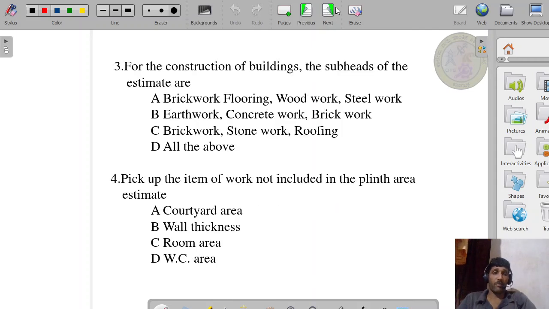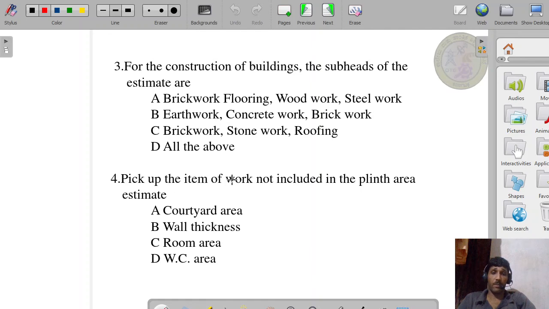Next, question number 3. For the construction of buildings, the subheads of the estimates are brickwork, flooring, woodwork, steelwork, earthwork, concrete work, stonework, roofing, or all the above. Which is the correct answer? Option D is the correct answer, because all these works are subheads of the estimates.